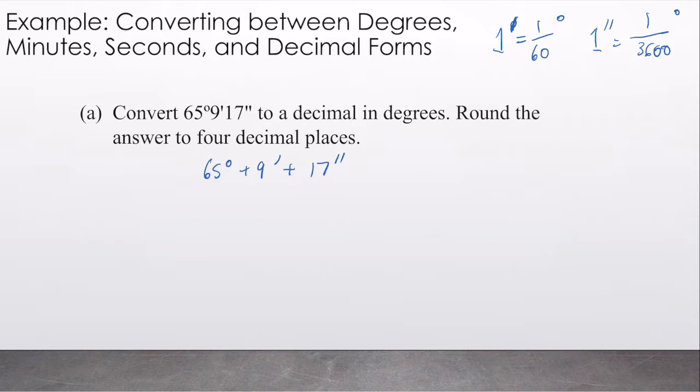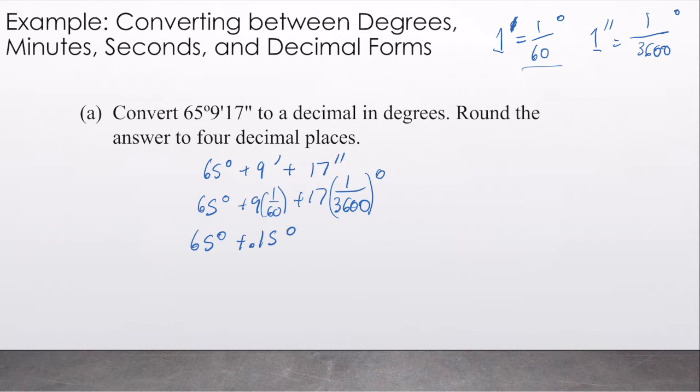So I'm going to have 65 degrees plus 9 times 1/60th of a degree, because it was minutes, now we're going to change it to degrees, plus 17 times 1/3,600th of a degree. We're going to plug that into our calculator because no one likes fractions. So I've got 65 degrees plus 0.15 degrees plus 0.0047 degrees, which would give me 65.1547 degrees.